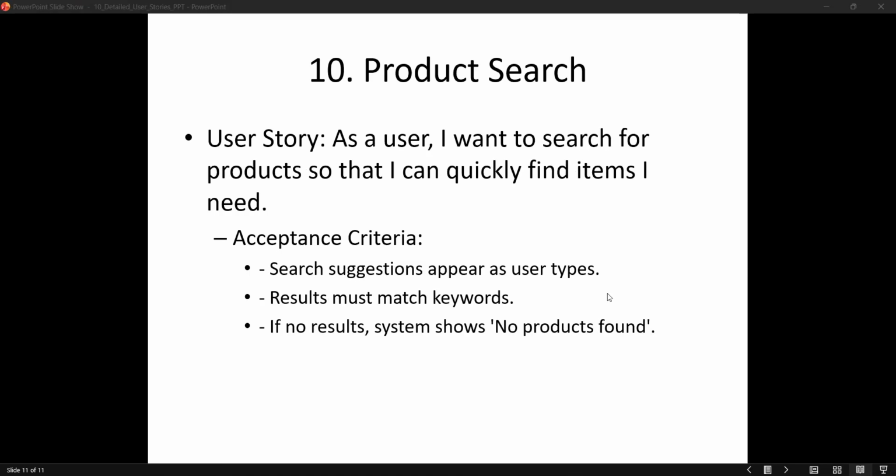Product search. Search functionalities help users quickly find relevant products. Suggestions improve usability and speed. The search must return accurate results based on keywords. If no results are found, the system should clearly communicate it. The story directly impacts user satisfaction and conversion rates.